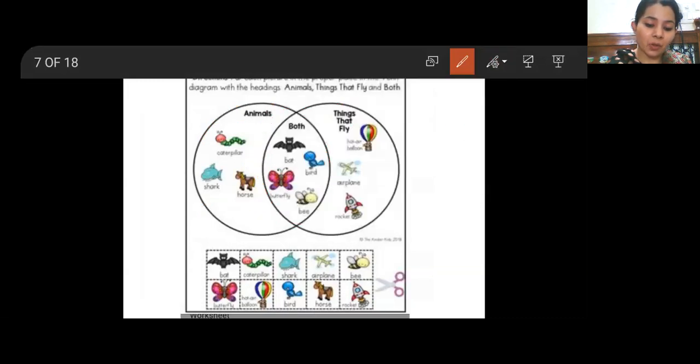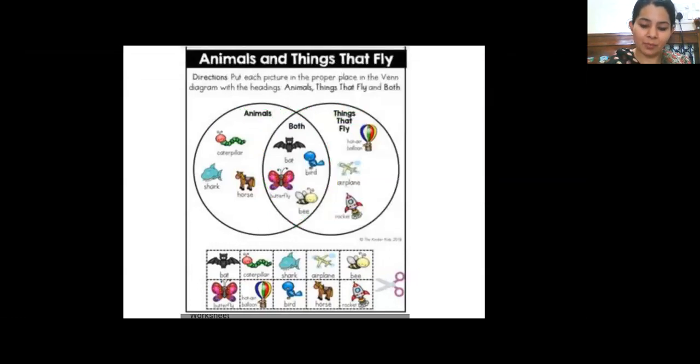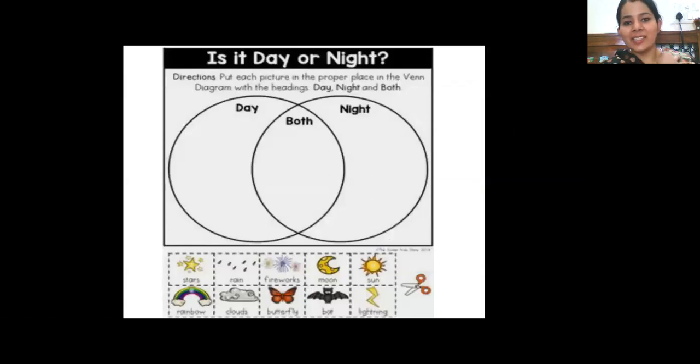Here, both the things. We are talking about animals and things that can fly. So in the middle, what will be the common ground? Animals that can fly. All right. So well done, everyone. Let me move on to another question.